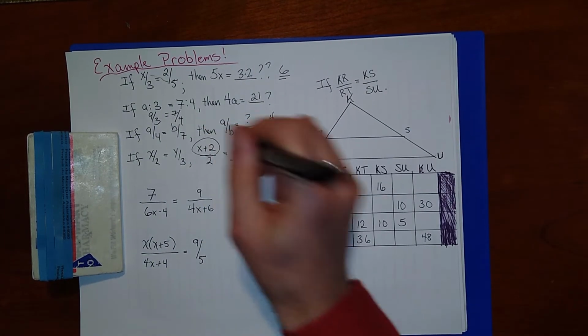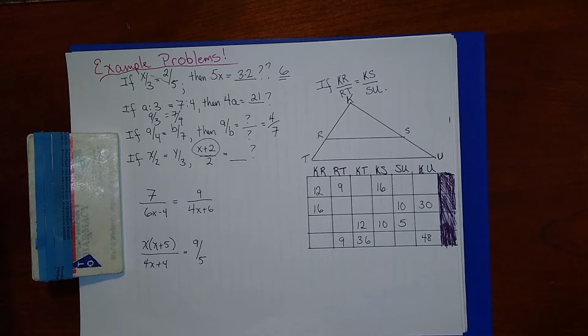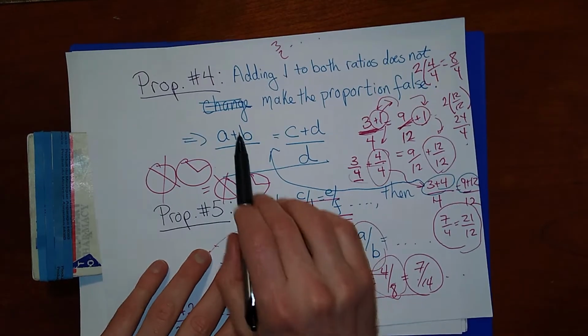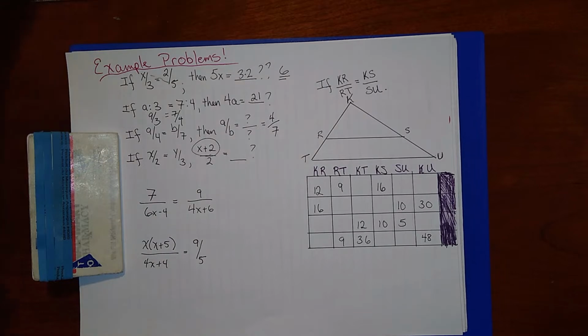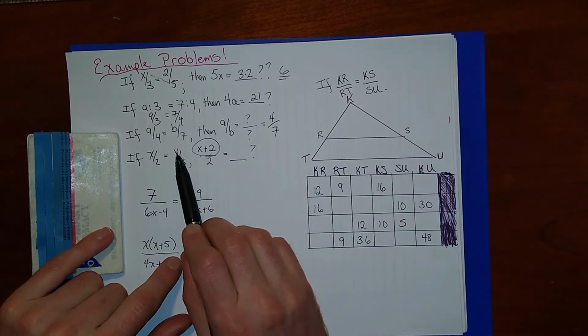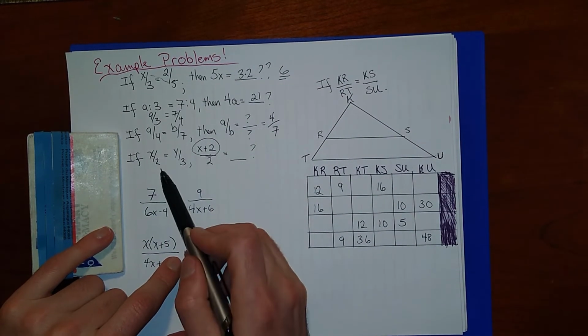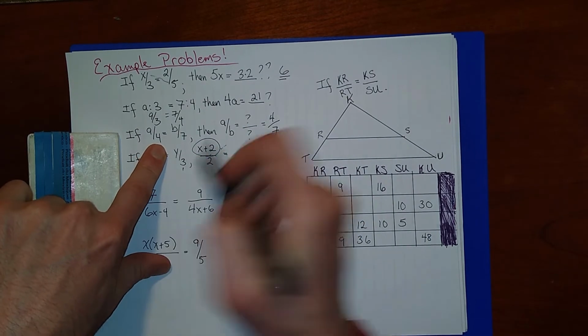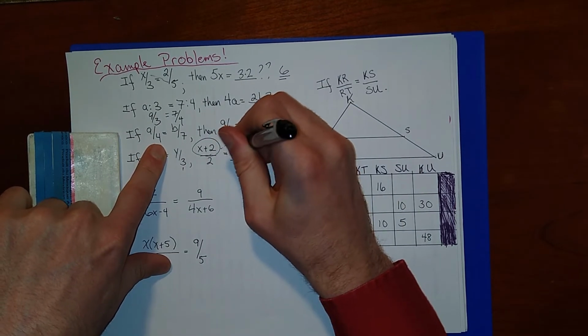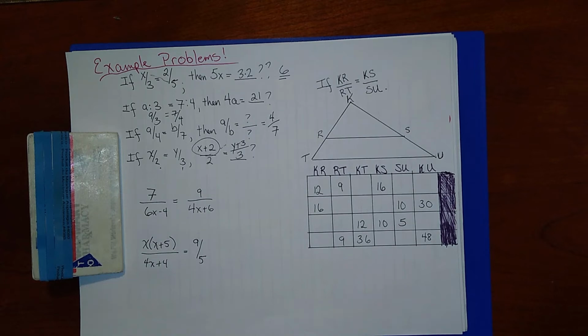Here, they are using property 4, okay, where I add the denominator to the numerator. So if x over 2 is equal to y over 3, then x plus 2 over 2 is going to be equal to y plus 3 over 3.